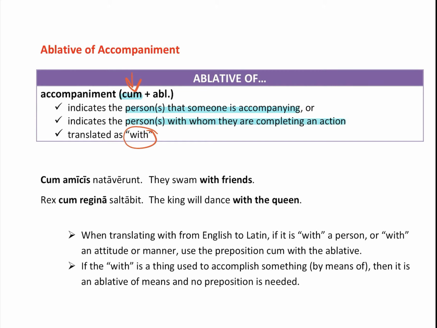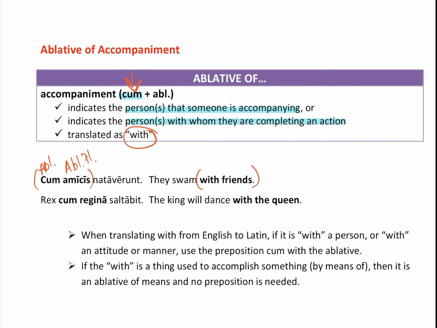So, cum amicis natav erunt, they swam with friends. Who did they swim with? Who was being accompanied? Well, they're friends. So we have, again, the preposition first, followed by an ablative, and this time it's in the plural. So, prepositional phrase there. Rex cum regina saltabit.